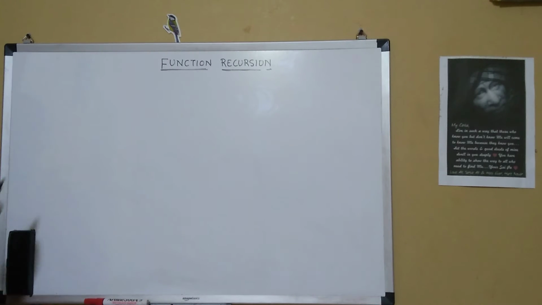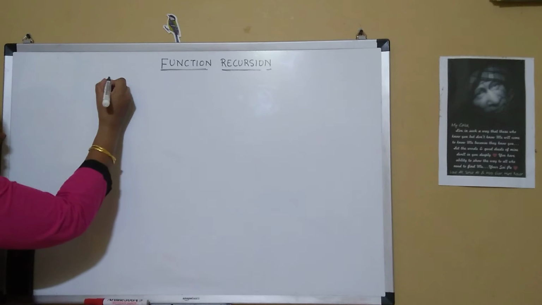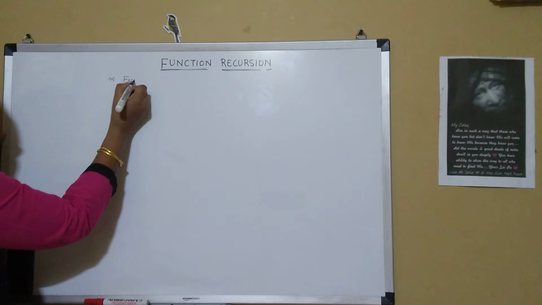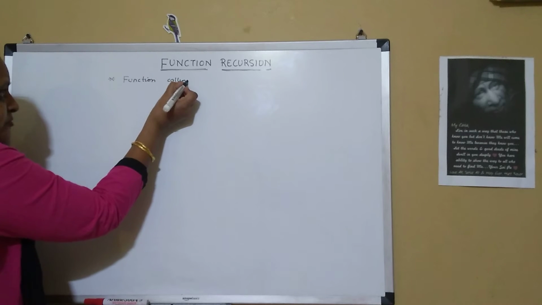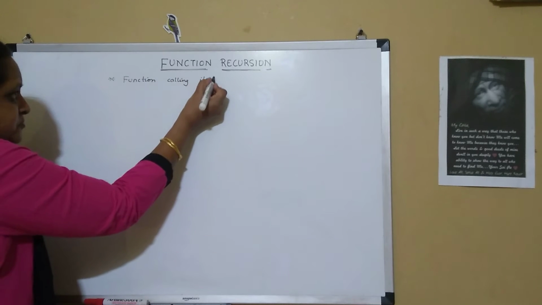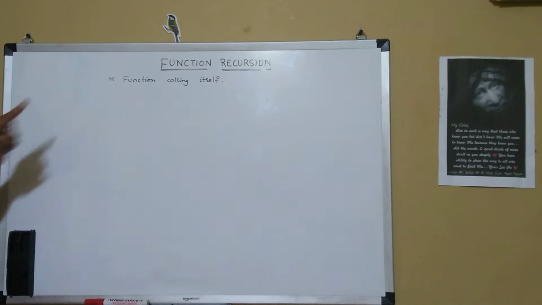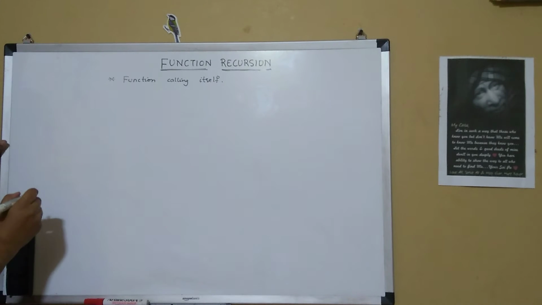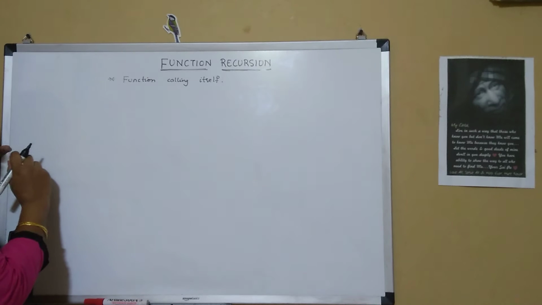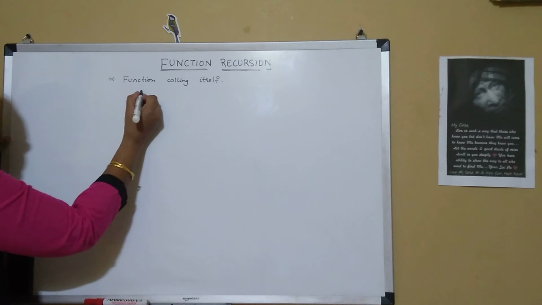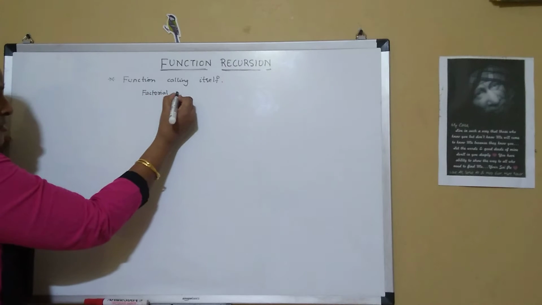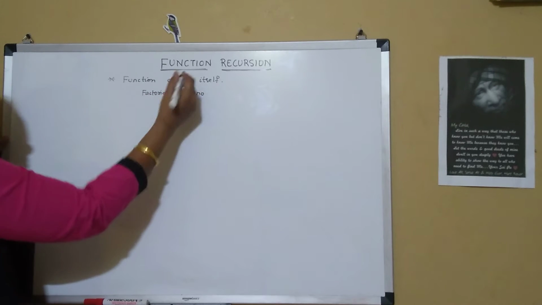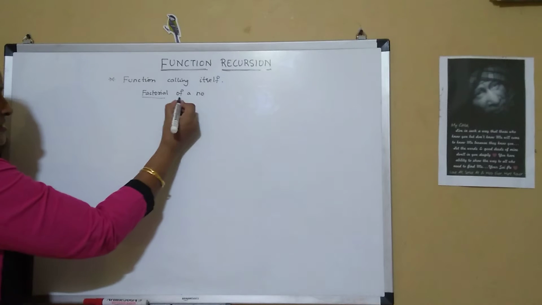What do you mean by recursion? A function which calls itself is called function recursion. So it is nothing but a function calling itself. So this is called function recursion. A very good example for looking into function recursion is to find the factorial of a number. This can be achieved by using function recursion.